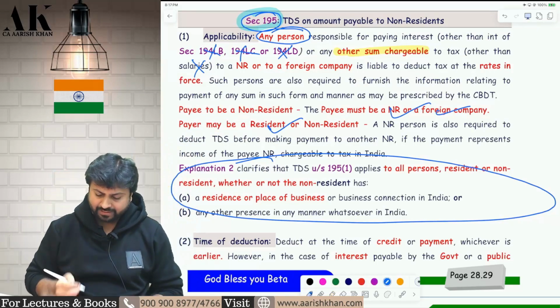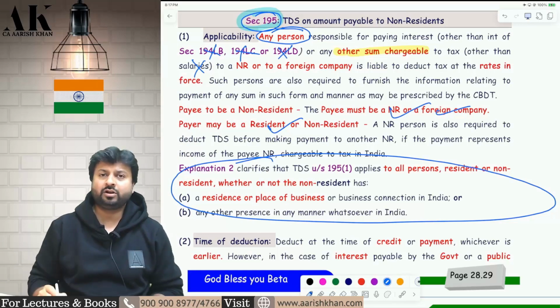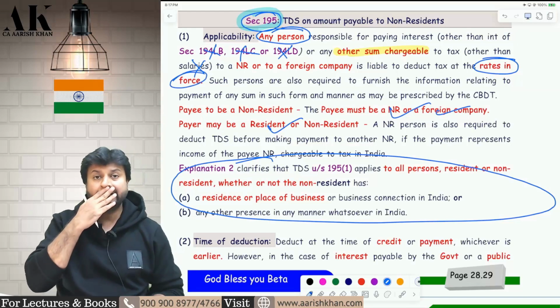Only then 195 is applicable, otherwise 195 is not applicable. Last but not least, what is the rate at which you are going to deduct the TDS? The rate is not mentioned in 195. It says that rates in force.